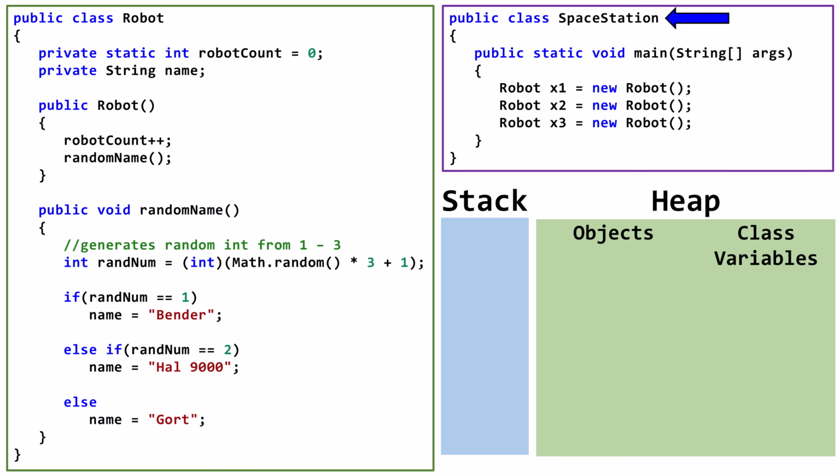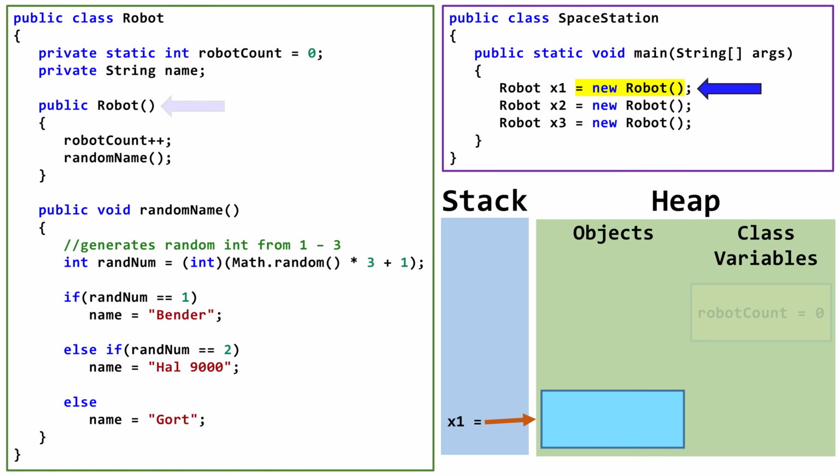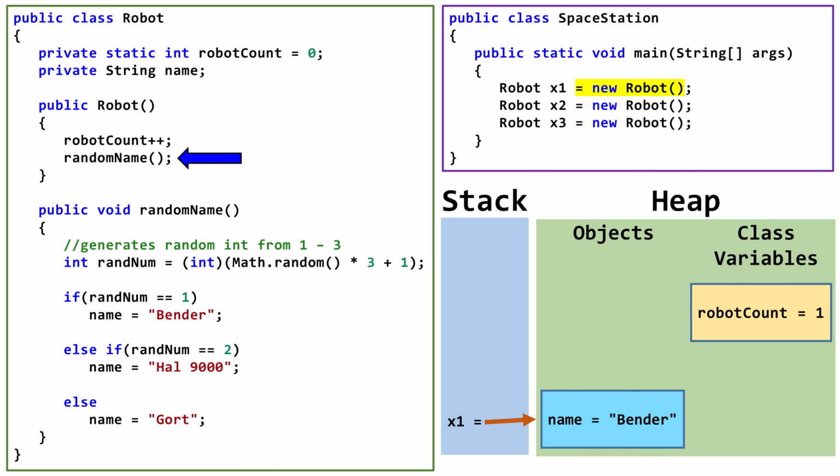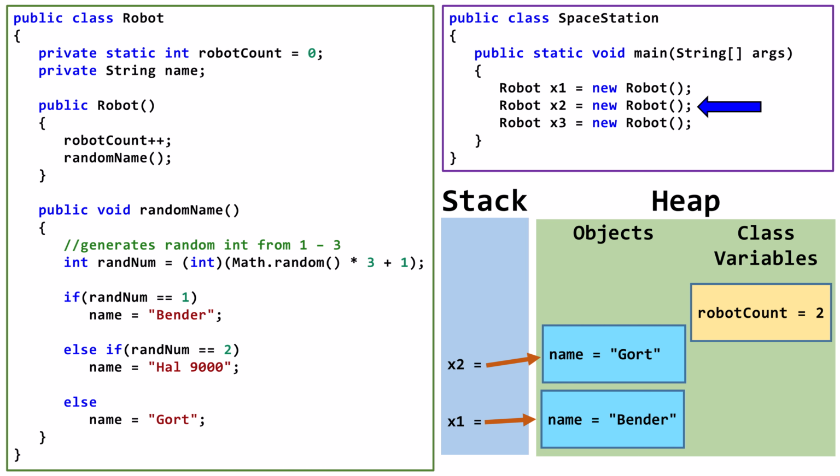Now let's look at the SpaceStation class. In the main method, we declare a variable of type Robot called x1. We set x1 to point at a newly created instance of Robot. Creating the new Robot object causes the Robot class's constructor to run. robotCount is updated to 1. The randomName method assigns the string to the name instance variable. The same thing happens with x2 and x3.